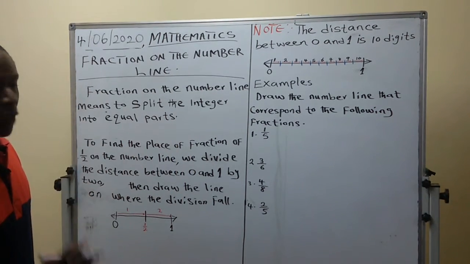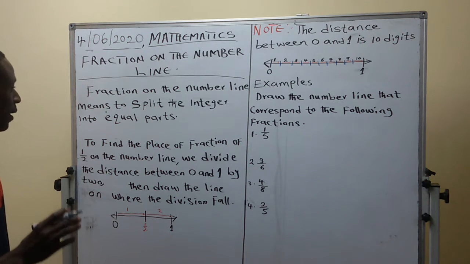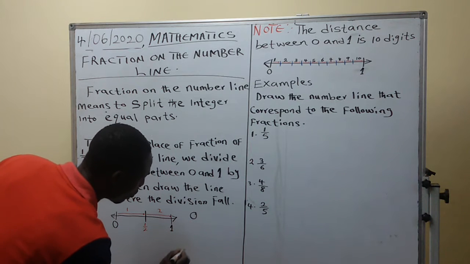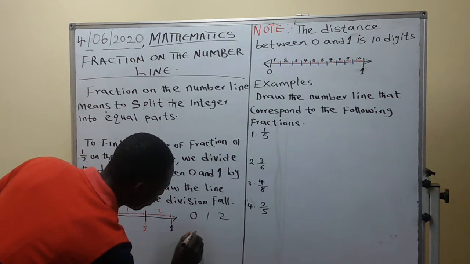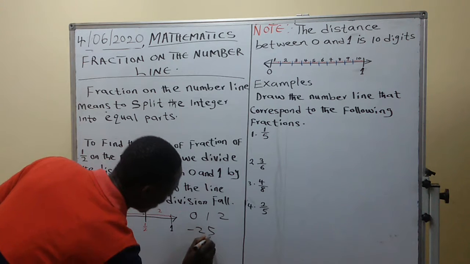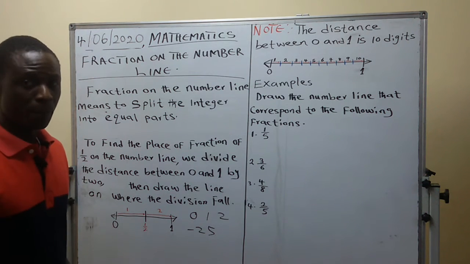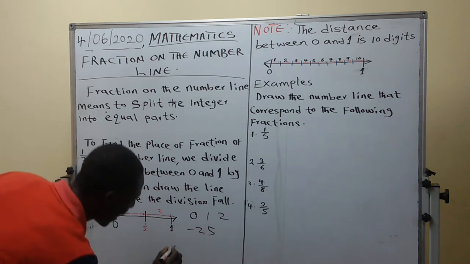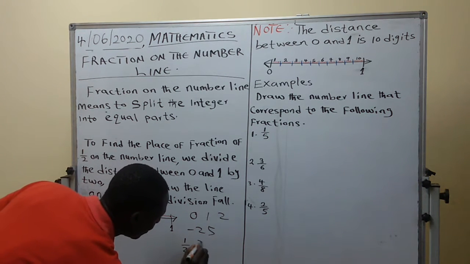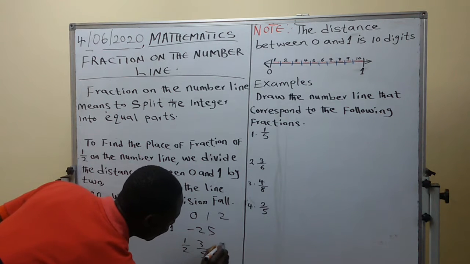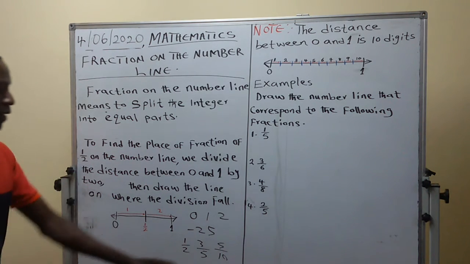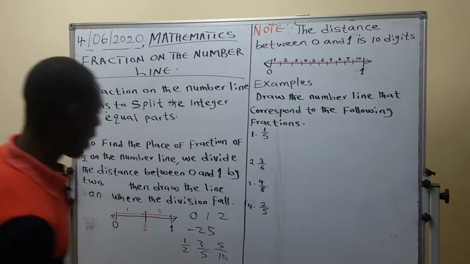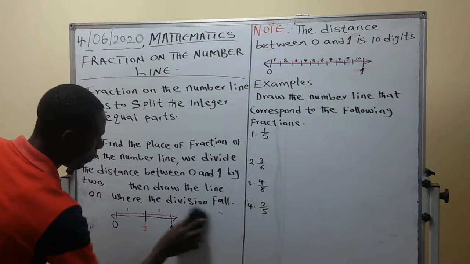Now, I said before that the numbers that are integers are like 0, 1, 2, minus 25. These are the whole numbers. The numbers that are not integers are numbers like 1/2, 3/5, 5/10. These are not integer numbers. So integer numbers are the whole numbers.